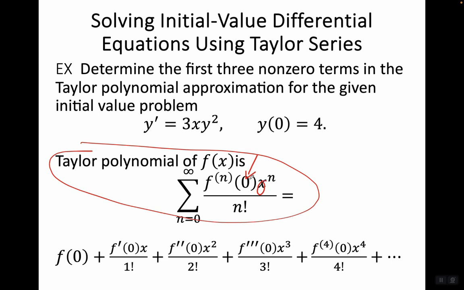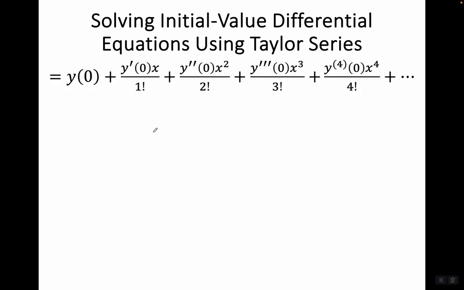So in other words, we have f of 0 plus f prime of 0 x over 1 factorial plus f double prime of 0 x squared over 2 factorial, etc. In our problem, the function f of x is y. Y is a function of x. So we're going to rewrite this as y of 0 plus y prime of 0 x all over 1 factorial plus y double prime of 0 x squared over 2 factorial, etc. So all we need to do is plug in y of 0, y prime of 0, y double prime of 0, etc. And then we're good to go.